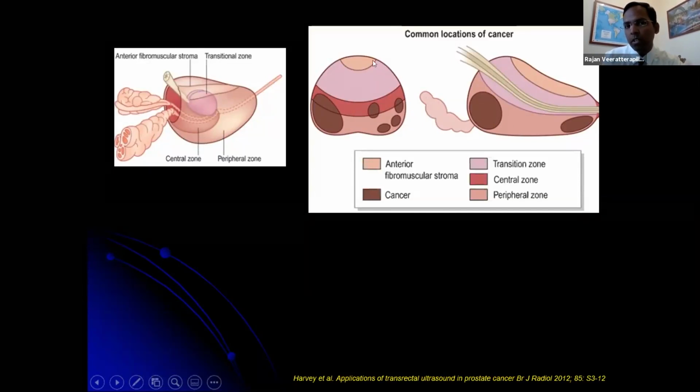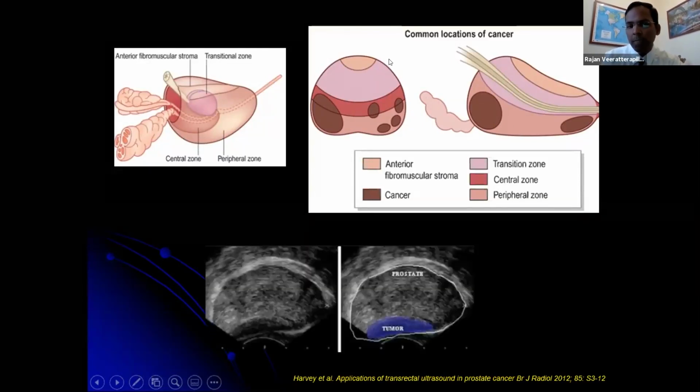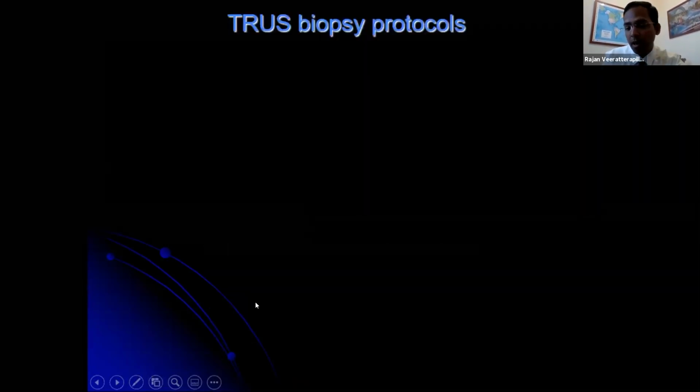Not very easy to access the top part of the prostate. This is a picture you might get with the prostate, and a tumor may typically look like a hypoechoic area down in the peripheral zone. And if you see this, this is easy to biopsy.